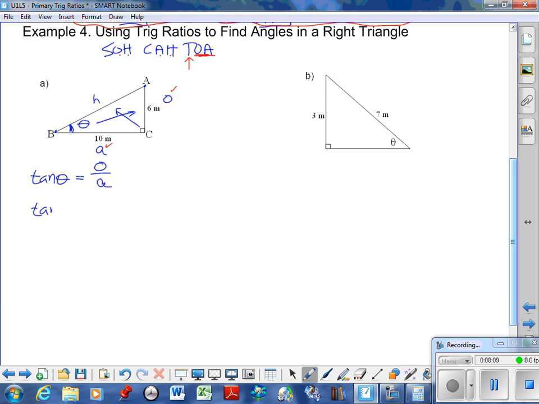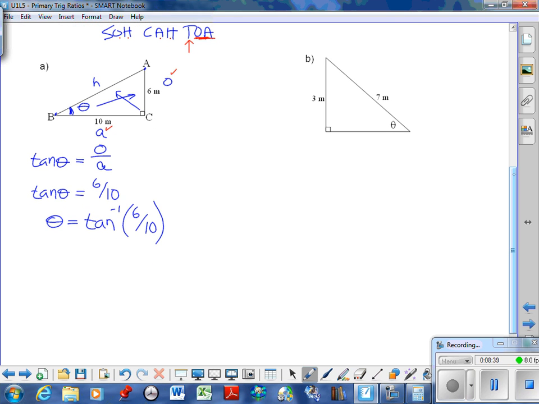Tan theta equals opposite over adjacent, which would be 6 over 10. Now, this is a must for the grade 10 course. I need you to get into the habit of writing this. Theta is equal to tan, and we put the exponent -1 of 6/10. In grade 11 and 12, we let you drop this, but it's so important for you to recognize that this is an inverse operation. So I am going to make you draw that line in for me. So theta equals tan inverse of 6/10.